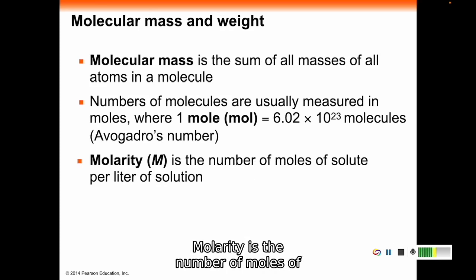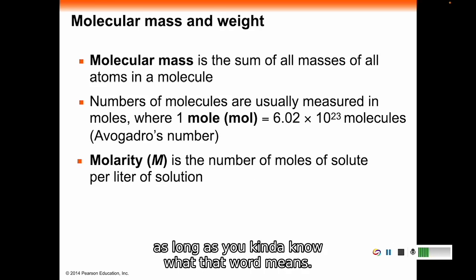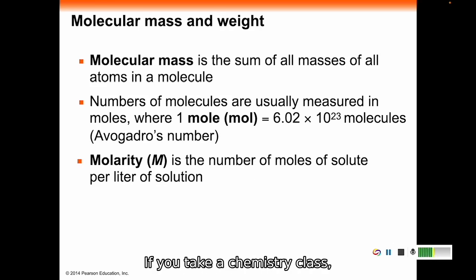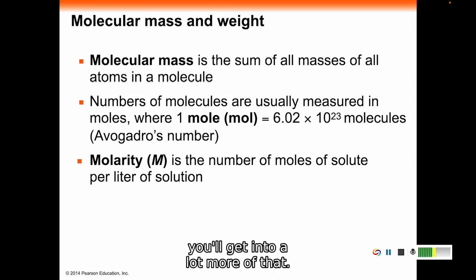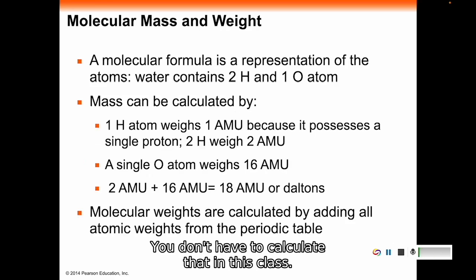Molarity is the number of moles of solute per liter of solution. We're not really going to talk about molarity so much, as long as you kind of know what that word means. If you take a chemistry class, you'll get into a lot more of that. You don't have to calculate that in this class.